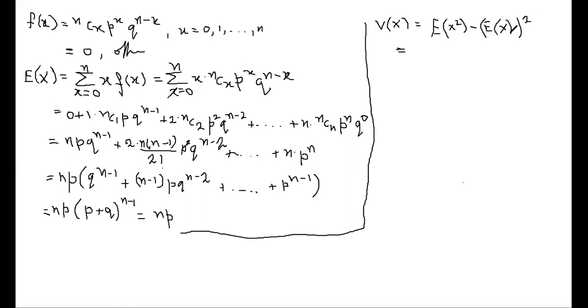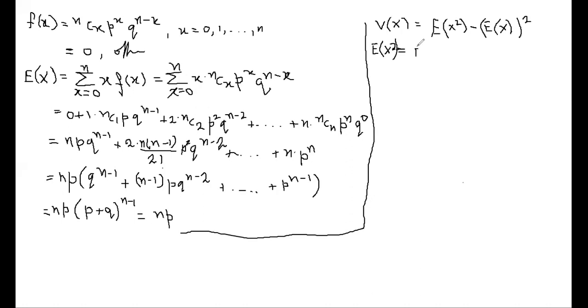Now think about this part. What is known to us? Expectation of x means how much? NP. So we can directly put NP over here. The part which is left to evaluate is expectation of x square. First we get the value of E(x square), then we will put the value over here.